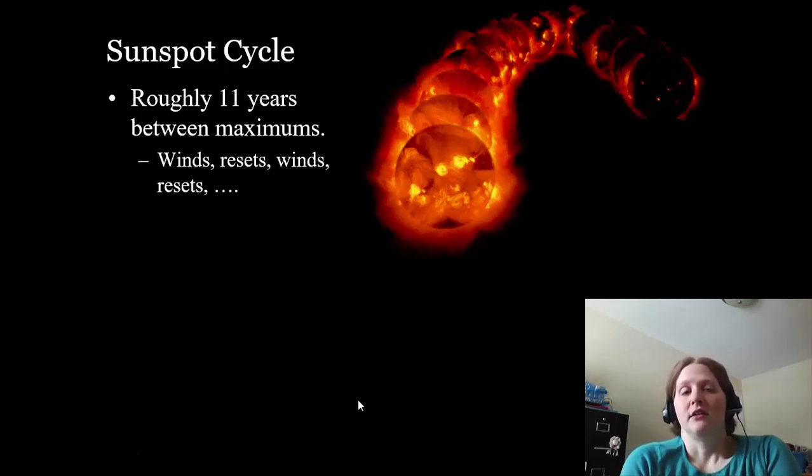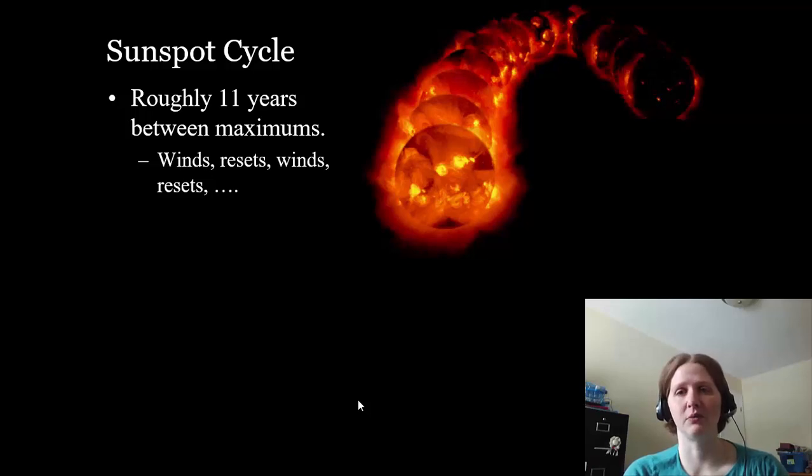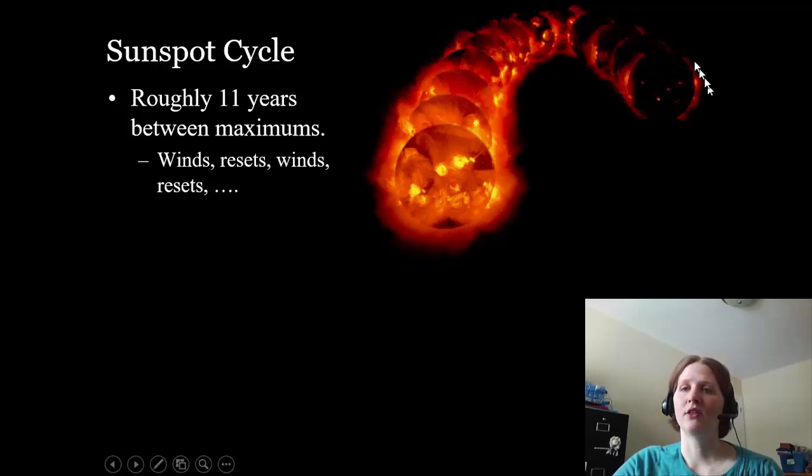So I told you that the magnetic field winds up and then it snaps and resets, and that way we're going to end up with a cycle. So this picture over here is looking at the corona for one full cycle of the sun. The corona is actually very quiet. There's not a lot of X-rays coming from the sun. It's very smooth. But then as the magnetic field winds up, the corona becomes more active.